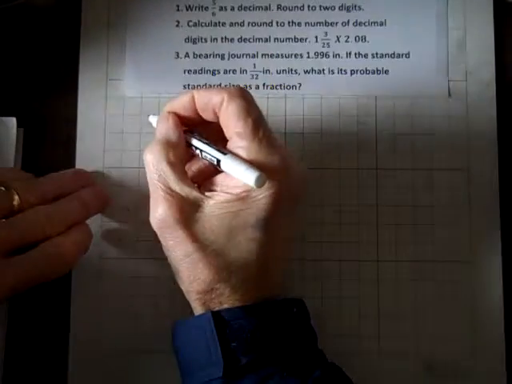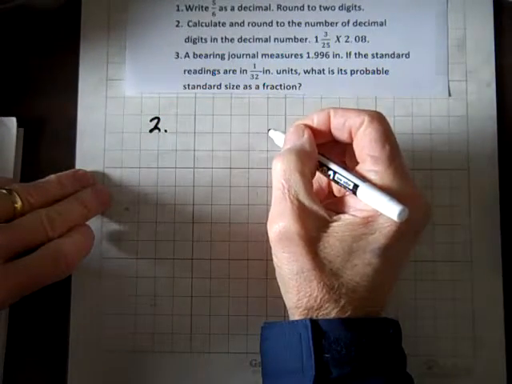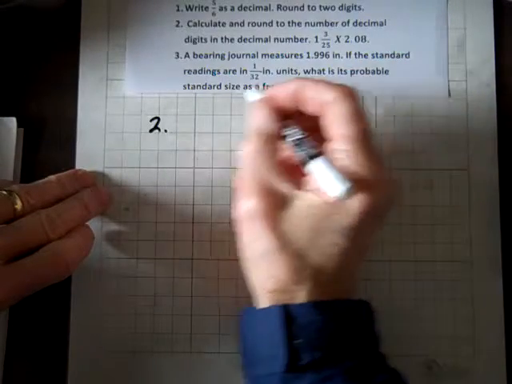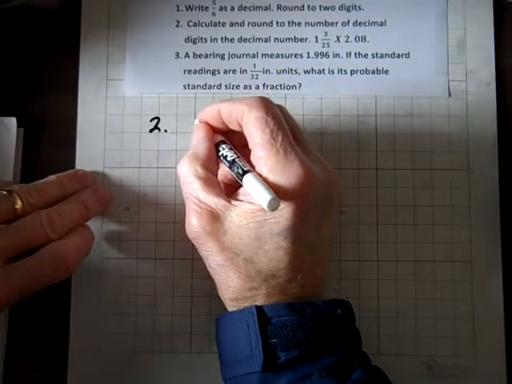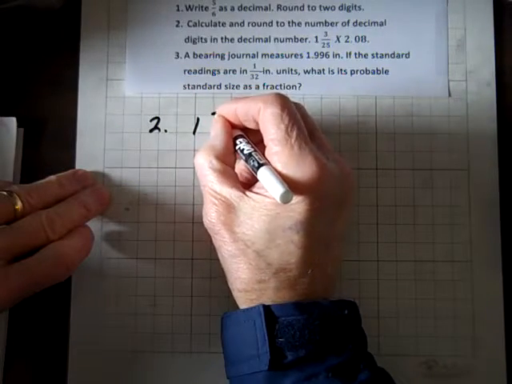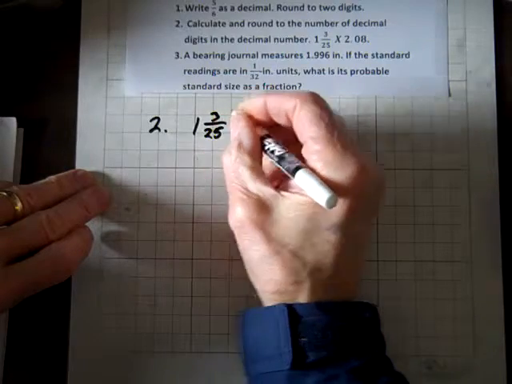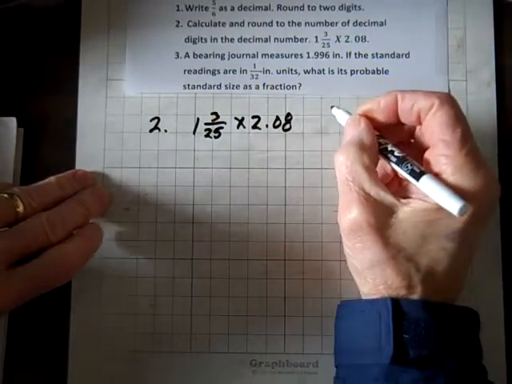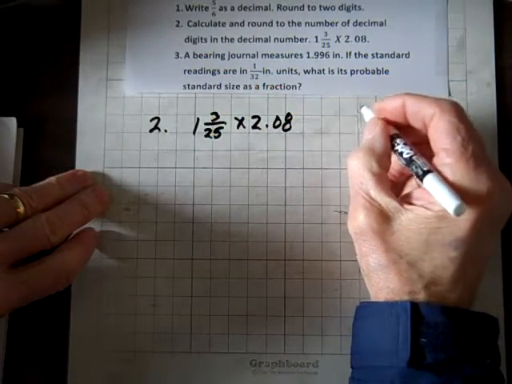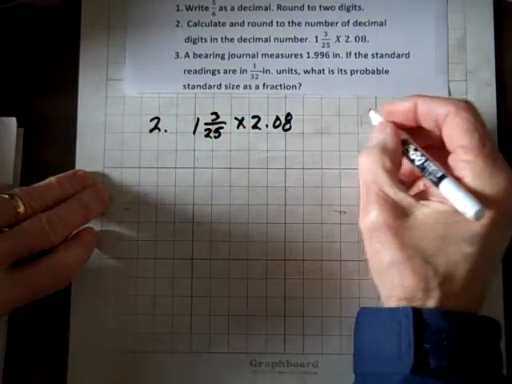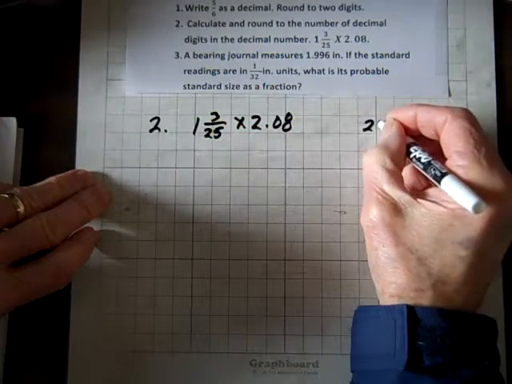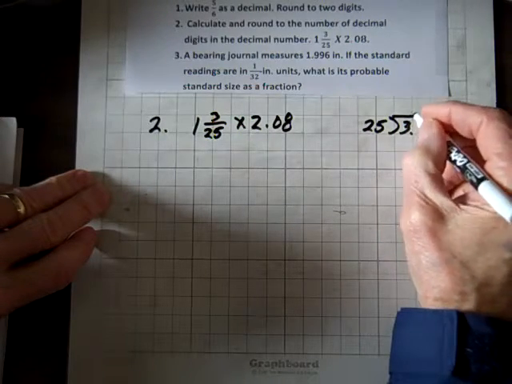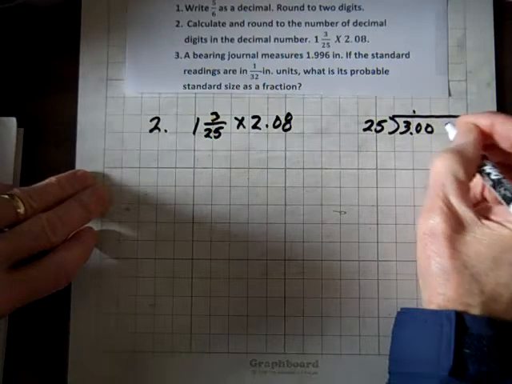So for the next question, number 2, we have to calculate and round the number to the number of decimal digits in the decimal numbers. So we've got to multiply 1 and 3 over 25 times 2.08. Well, first thing, let's see what 3 over 25 is. Well, 3 over 25 means we're going to take 25 and divide it into 3.